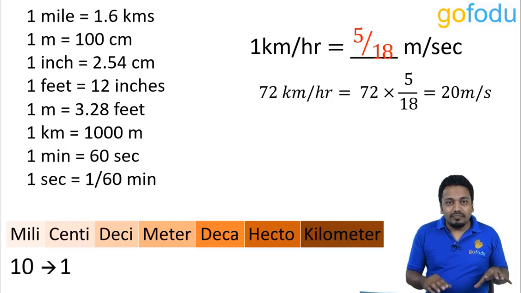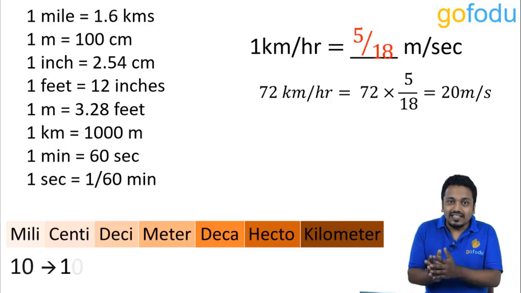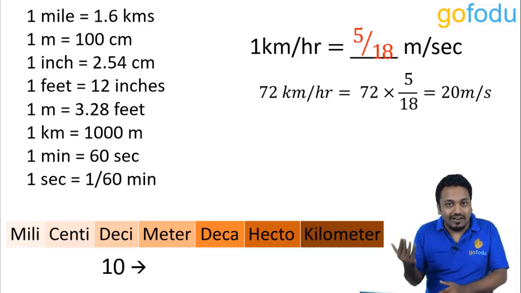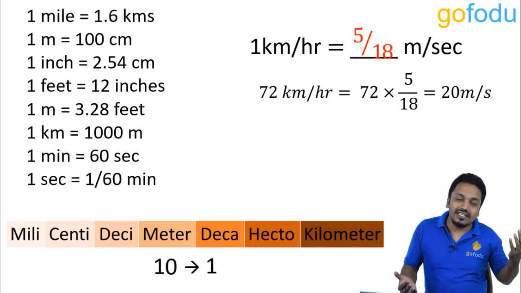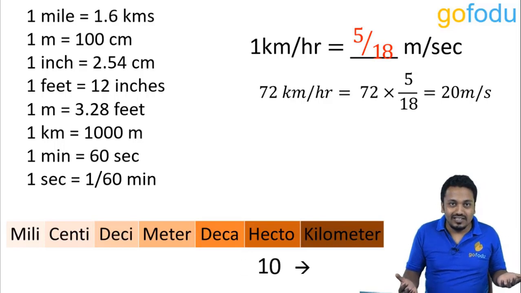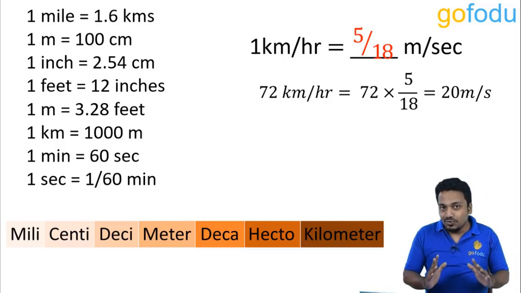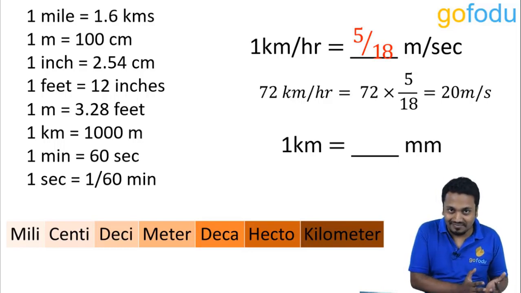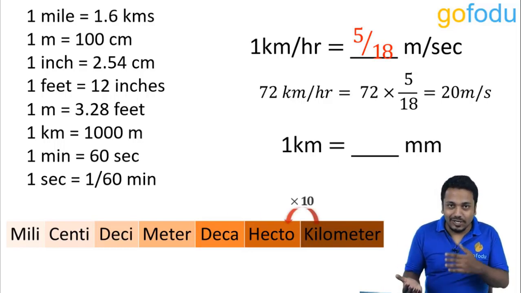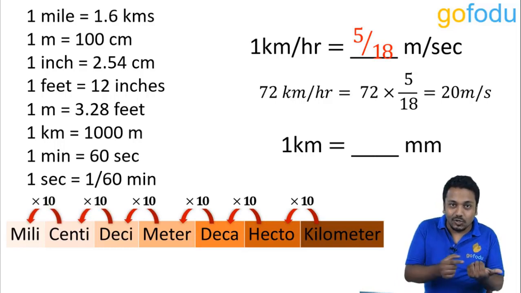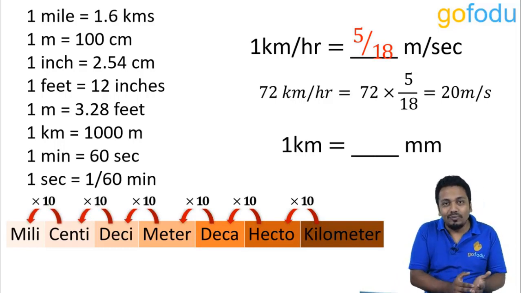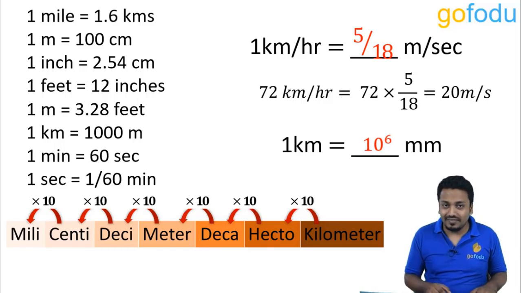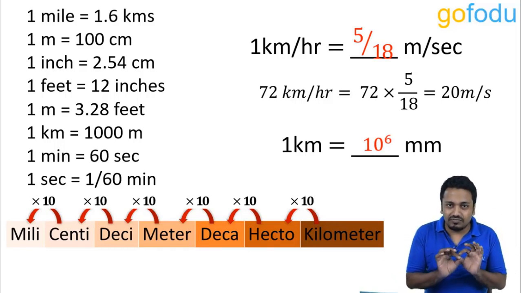10 millimeters make a centimeter, 10 centimeters make a decimeter, 10 of whatever is on the left makes 1 of whatever is on its immediate right. Okay, so if I ask you how many millimeters are there in a kilometer, that will be 10 into 10 into 10 into 10, in total 6 times. So 1 kilometer is equal to 10 raised to 6 millimeters.